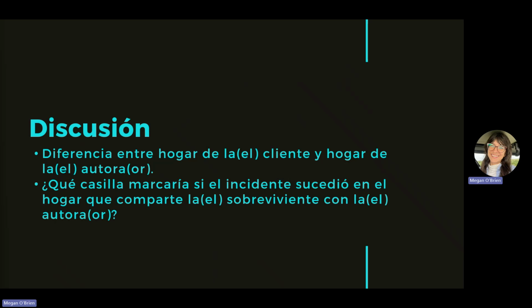This is because it indicates that the survivor is at heightened risk of GBV in their own living space. It's emphasizing the survivor, it's centering the data on their experience, and it's emphasizing their everyday risk. So if it's a shared home between the survivor and the perpetrator, and the incident took place in that shared home, you would mark survivor's home as the incident location.